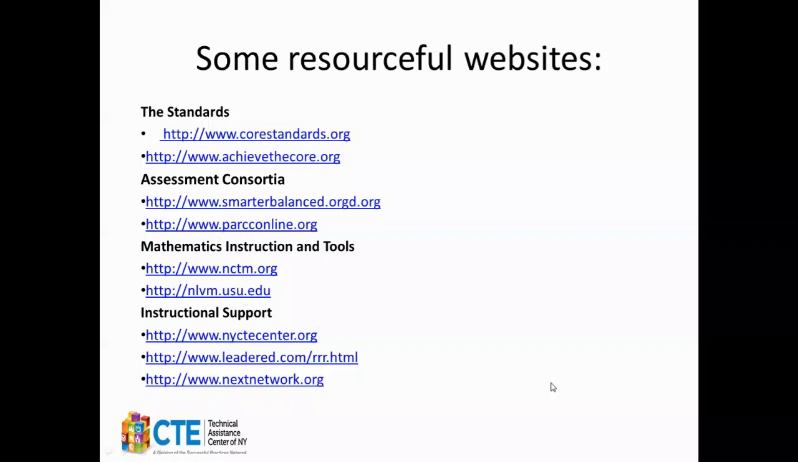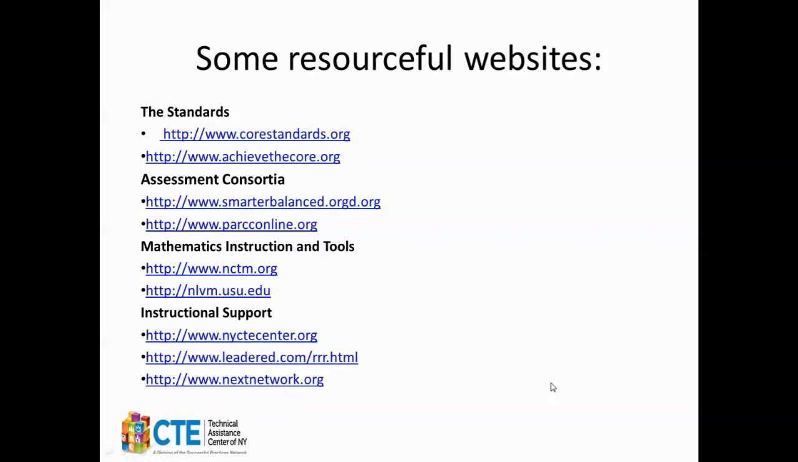For some tools and instructional tips, NCTM, you may recognize as the authors of the Principles and Standards document that we talked about. But they also have a website, nctm.org, and they have lots and lots of resources, some for purchase, but many free resources on instruction and different tools.